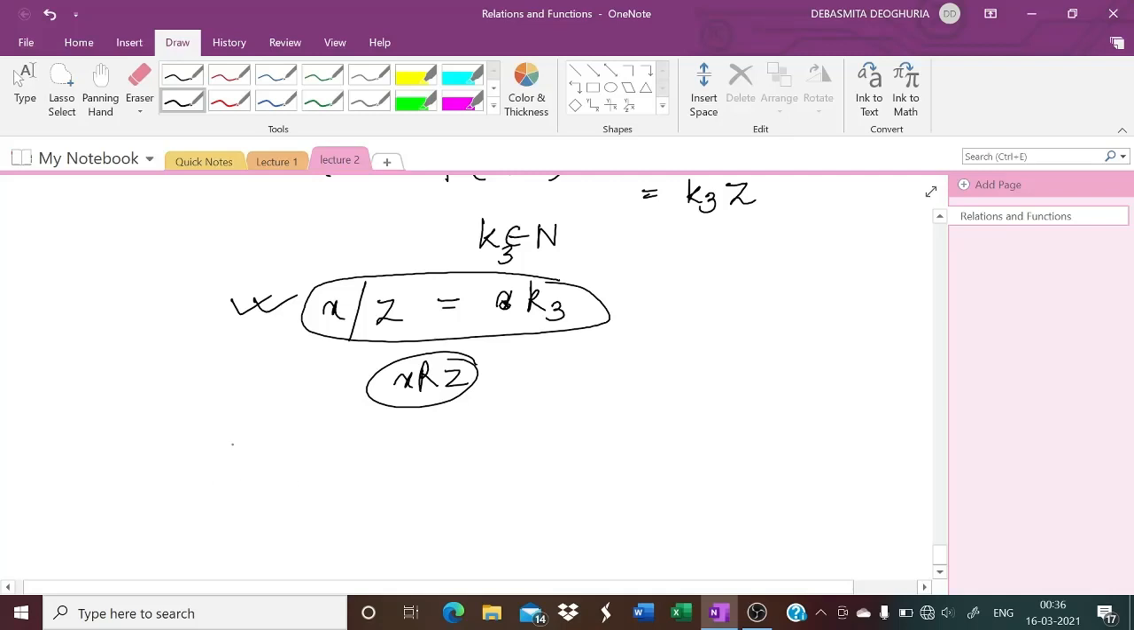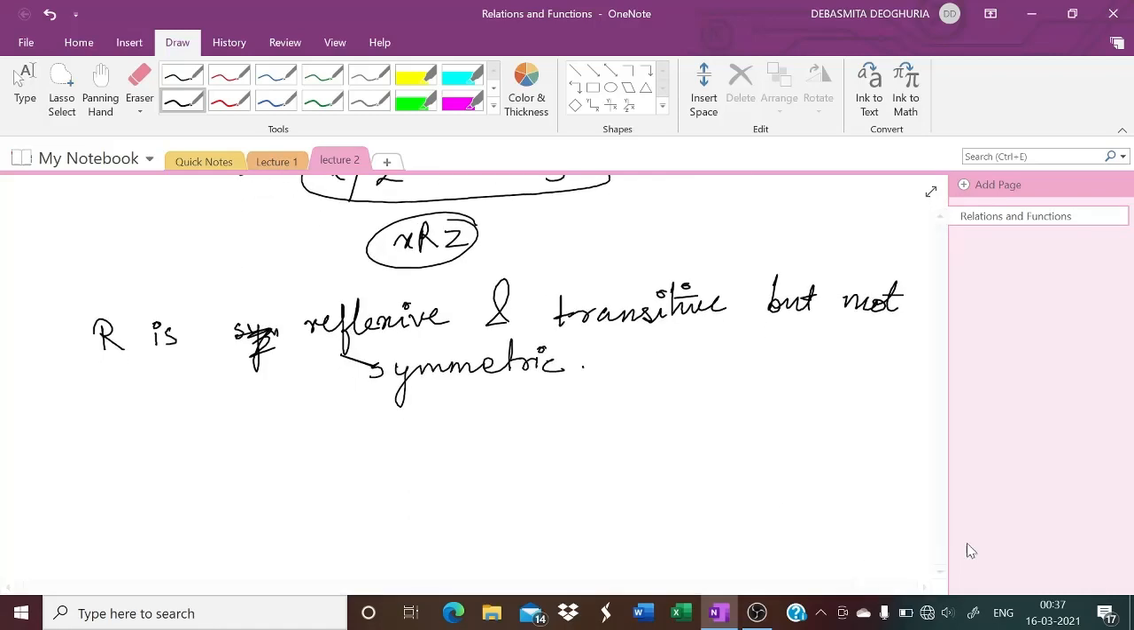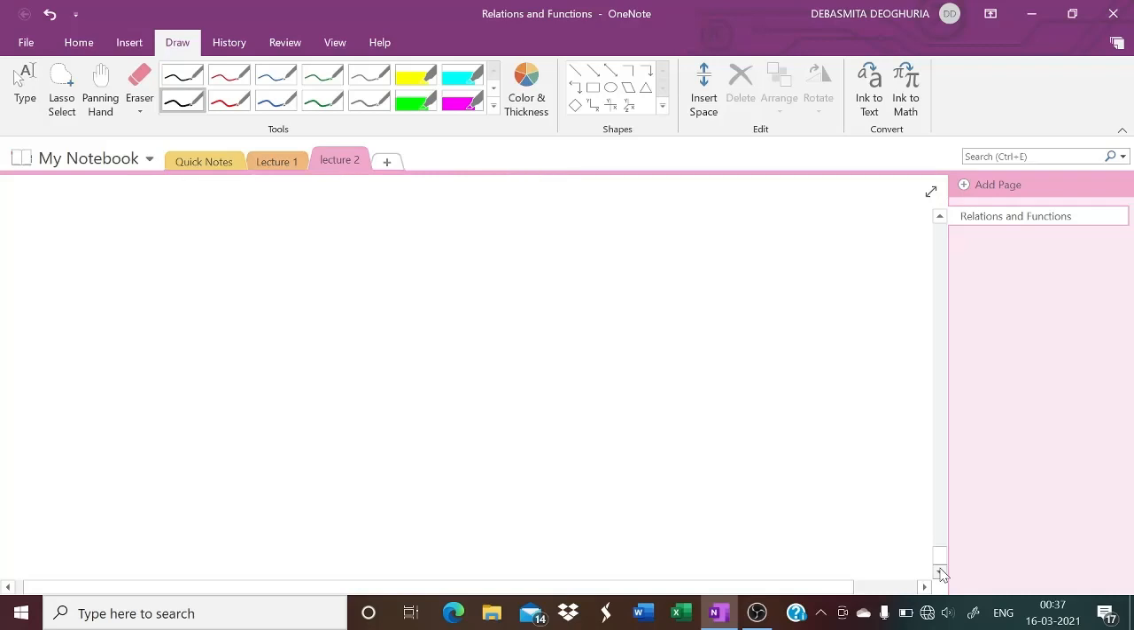So what can I say? This relation R is reflexive and transitive, but not symmetric. So this relation R is not an equivalence relation because it is reflexive and transitive and not symmetric. Okay, did you understand, all of you? Okay, fine.